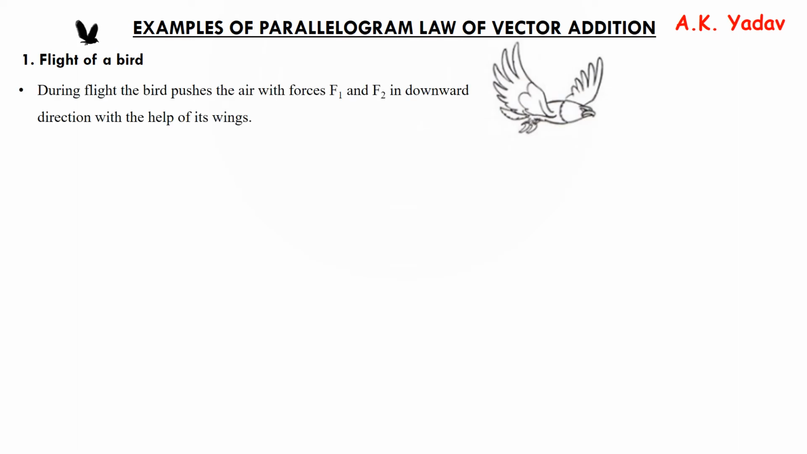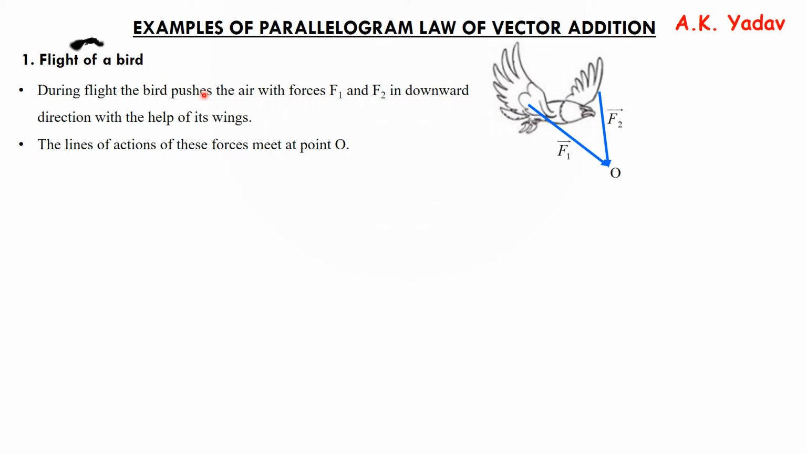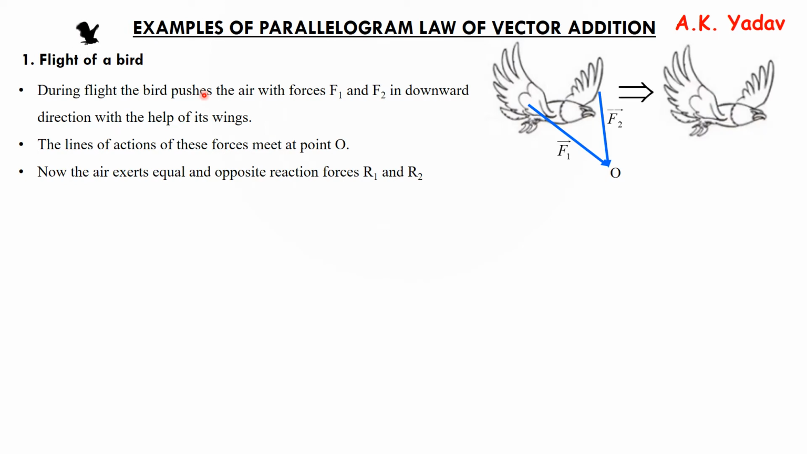Now, examples of parallelogram law of vector addition. The first one is flight of a bird. You can see the bird flying. During flight, the bird pushes the air with forces F1 and F2, in downward direction with the help of its wings. As you can see here, the bird is pushing in the downward direction with the wings. The lines of action of these forces meet at point O. Now the air exerts equal and opposite reaction forces R1 and R2.